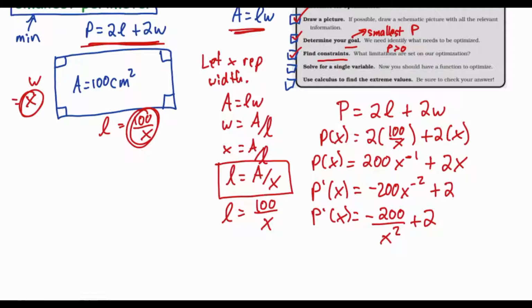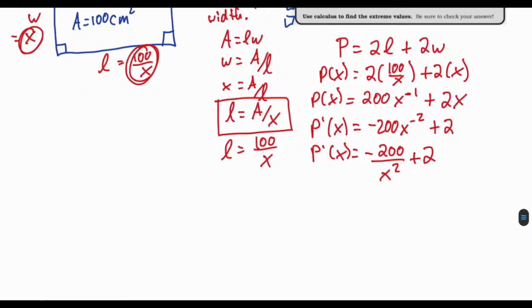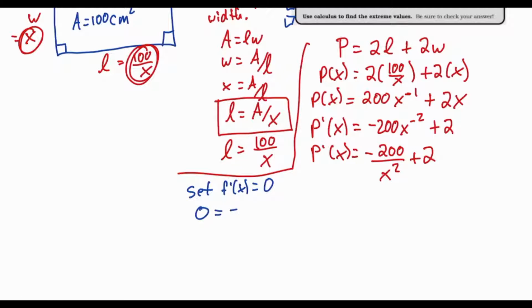All right, I'm trying to find my minimum value now. So a minimum on my original function, my minimum on my perimeter, is going to occur when my first derivative is set equal to 0. So let's switch colors here. We're going to set our derivative equal to 0. In this case, we don't have f prime of x, we have P prime of x, but that's fine. So let's set our equation equal to 0. So 0 equals negative 200 over x squared plus 2.